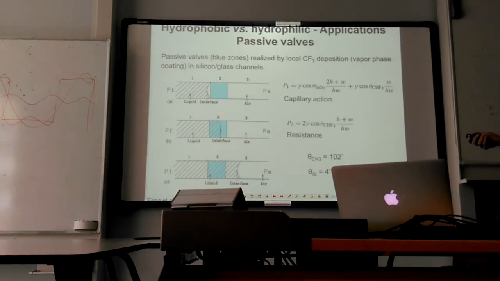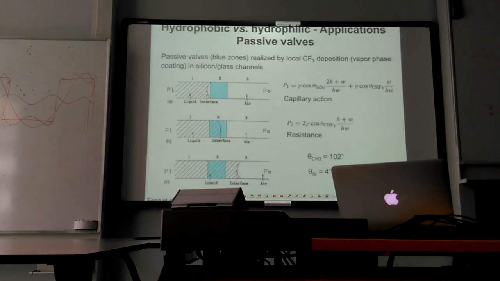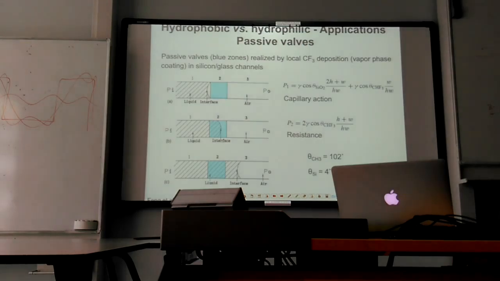And then this is, again, something you can quantify with a contact angle. So for instance, if you have a silicone channel, your contact angle will be 4 degrees, and then if you have this patch with CH3, then you will have a contact angle which is much higher, so 100 degrees. So you will have something which is highly hydrophobic.